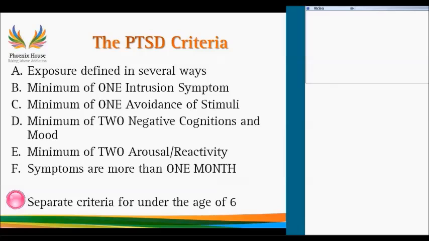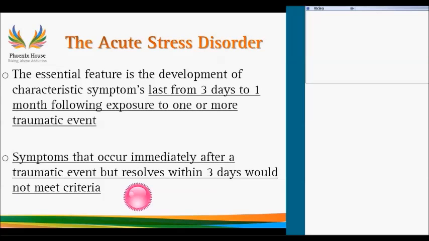Then we have a minimum of 2 arousal and reactivity symptoms. These are symptoms such as hyperarousal, where people feel kind of jumpy and kind of looking over their shoulder, a very easy or unnatural startle effect due to a trauma. And then the same time and duration is that the symptoms are more than 1 month. There is a separate criteria for under the age of 6 that is also listed after this in the manual itself.